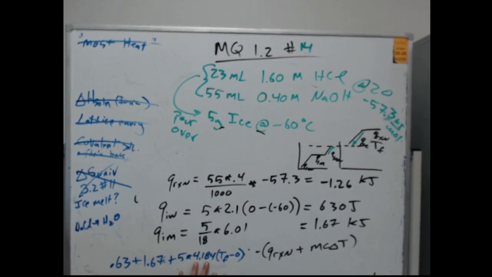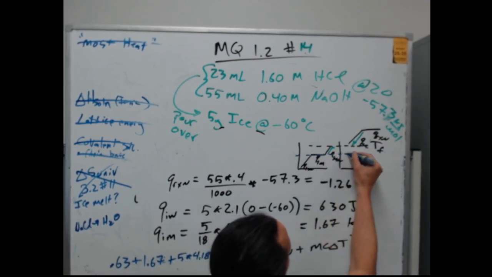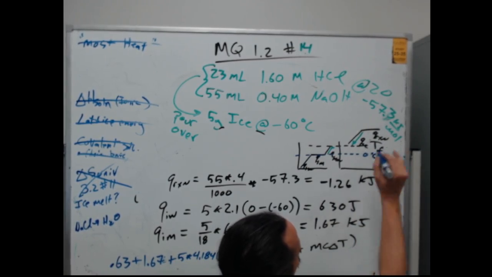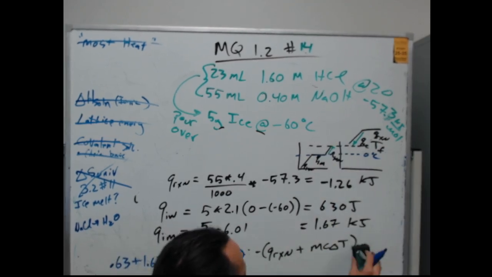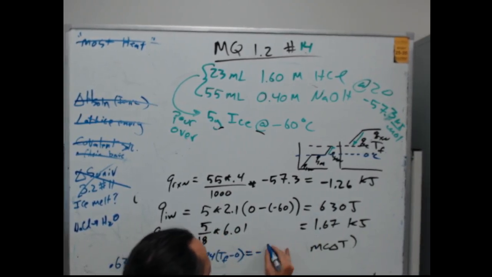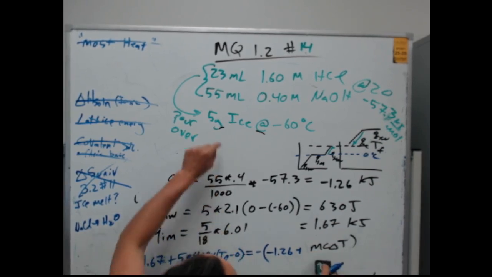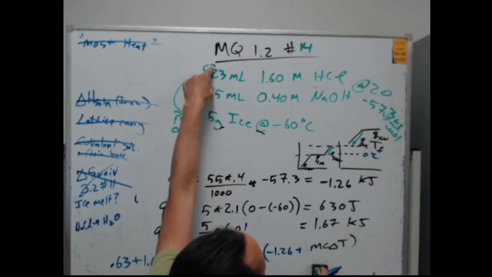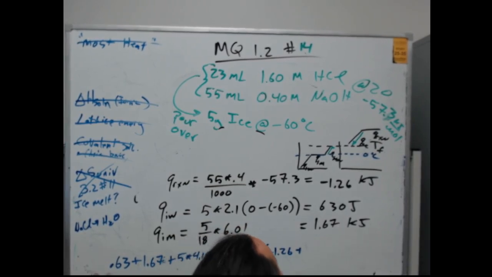Once my ice is all melted, it's sitting at 0 degrees, and now it has to warm up to some temperature that's above 0. Right? If this is my 0 point, that's 0 degrees Celsius, my solution is going to get warmer than that. That's going to be equal to the negative Q reaction, which is going to be negative 1.26, plus another MC delta T, but this MC delta T is for the solutions, not for the ice. Remember, there's two different things going on here. So that is going to be the 23 plus 55, that's 78.